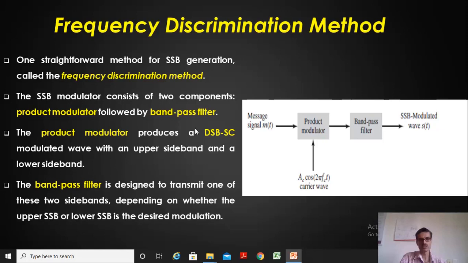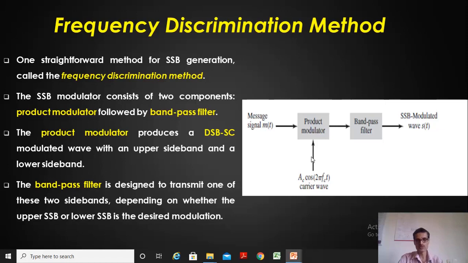So we will understand what this frequency discrimination method is. In this case, what I am using here is a product modulator, for which two signals are given. One is the message signal m(t), and the other signal is the carrier wave, A_c cos 2 pi f_c t. So two signals are applied as the input to this product modulator. When I give a message signal and a carrier signal as input to the product modulator, the signal we get at the output is a double sideband suppressed carrier signal. So we always get DSB-SC when we multiply a message signal with a carrier signal, which means the carrier is suppressed.